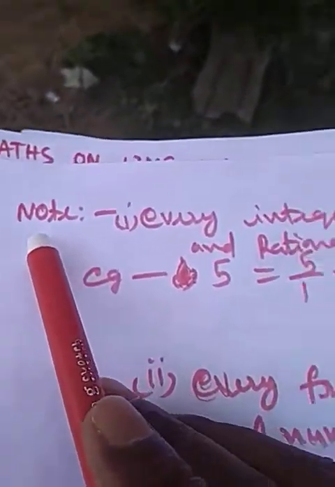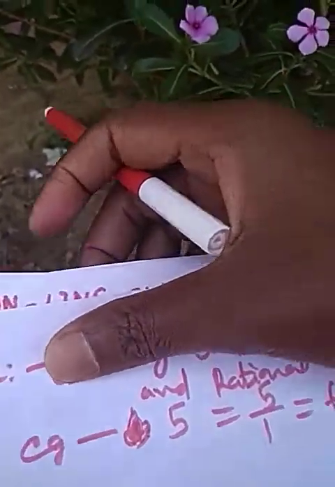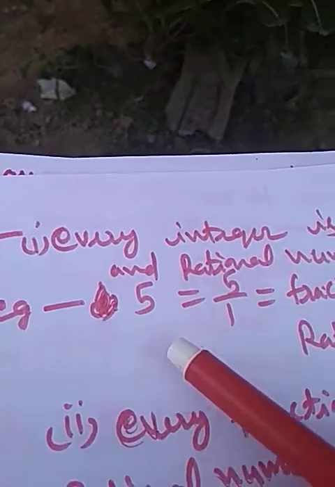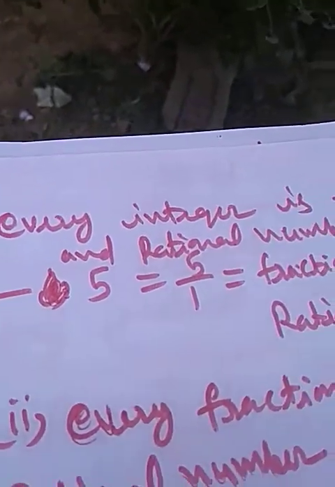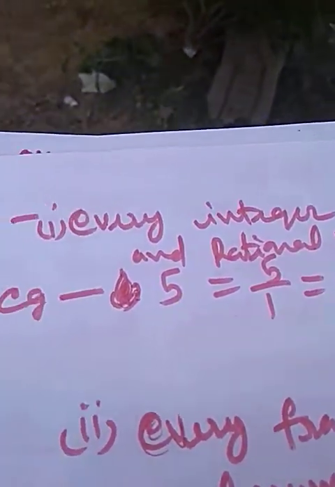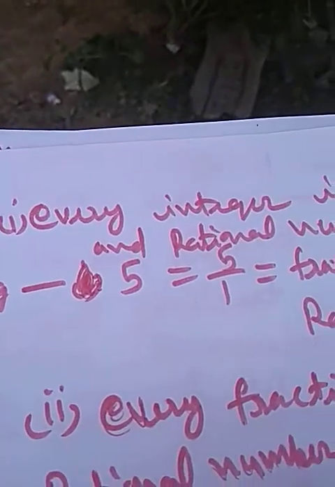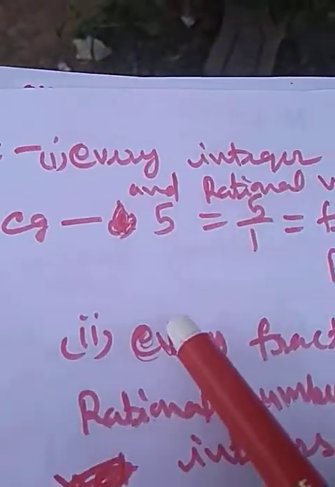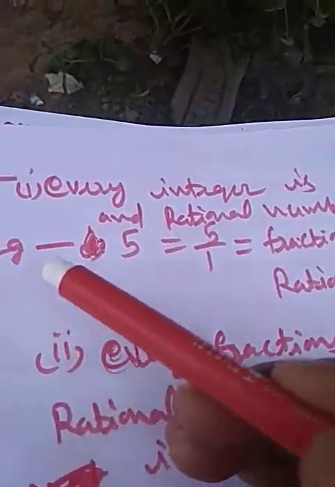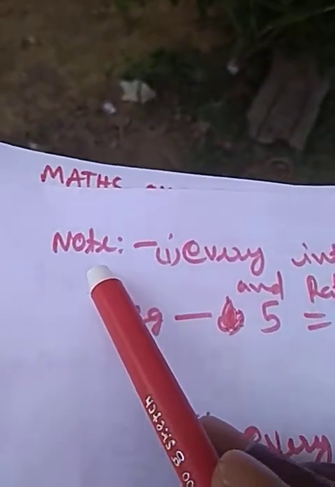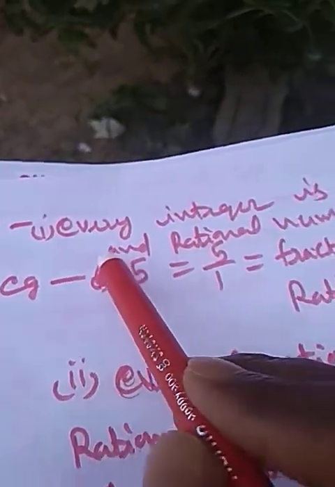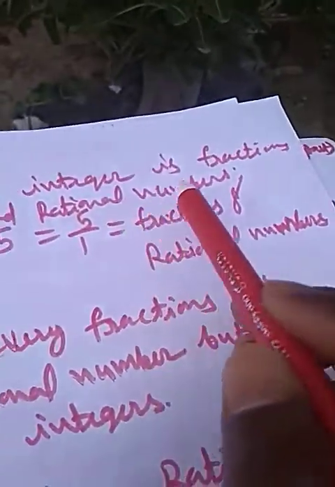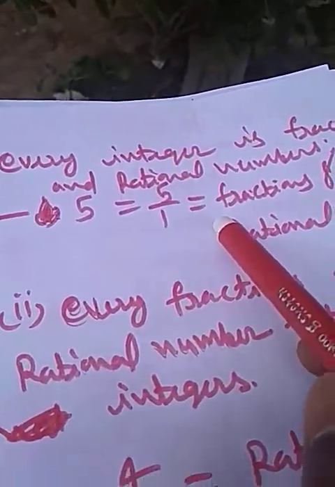conclusion that is written as the note. Some points will be noted on the basis of it. I hope all of you understood what is the integer, what is the fraction, what is the rational number, and what is the numerator and what is the denominator. Now we shall take the conclusion. First conclusion is the note. First case, every integer is a fraction and rational number.